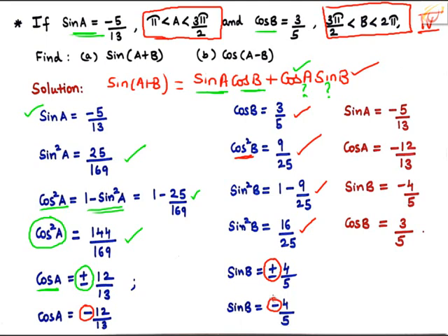So now we have sin A and cos B, which were originally given. We found out the values of cos A and sin B. So can we now find sin A plus B? Similarly, can we find cos A minus B? Please try on your own to get the final answer.